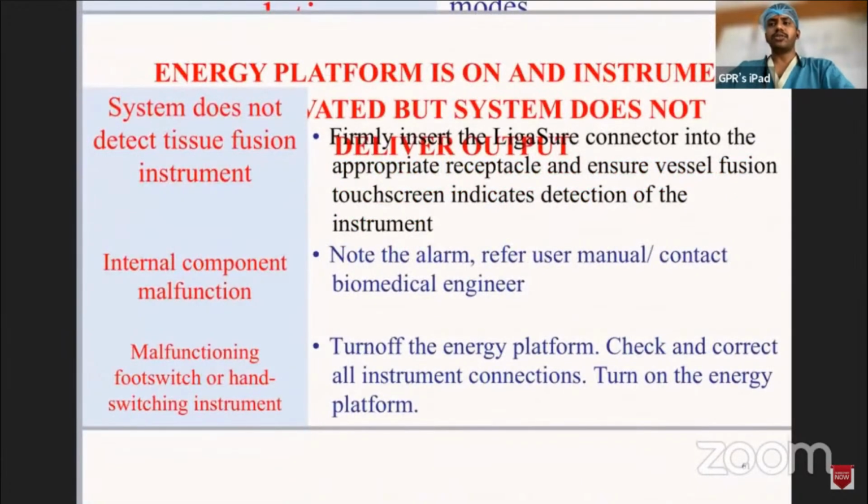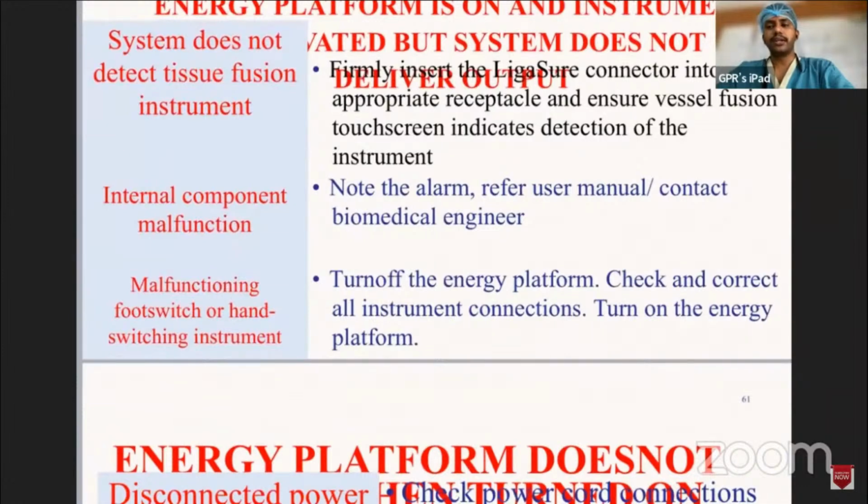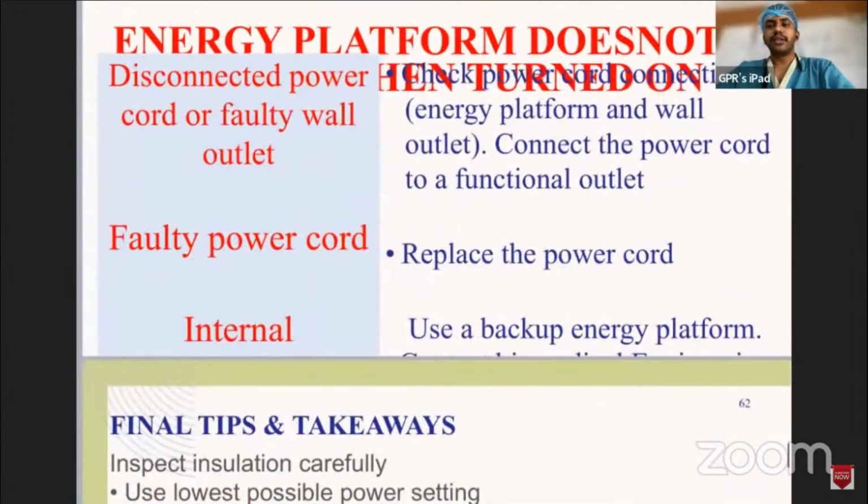If the energy platform is on the instrument and the energy is not getting delivered, please check the instrument for any failure. Please look for any internal component malfunction, and if needed, ask the biomedical engineer to service the instrument. Sometimes thermal injury can happen from a faulty power cord. In such a scenario, please replace the cords.